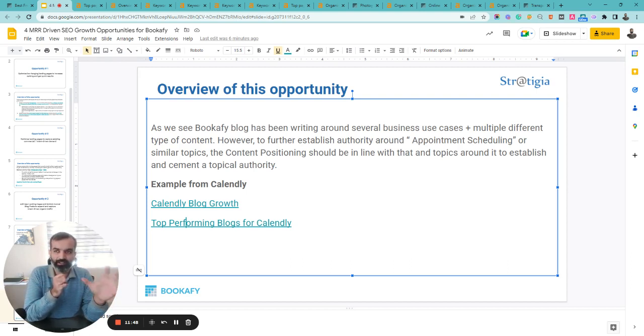All of these are focused toward the primary objective: how we can position the content, how we can position our overall SEO strategy to get the most value out of SEO, to capture the most existing demand as far as appointment scheduling and all related topics are concerned. So yeah, these were the 4 MMR driven SEO opportunities for Bookafy.